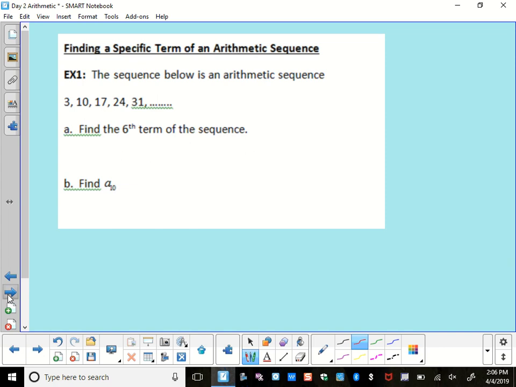All right, so if we need to find a specific term of an arithmetic sequence, example 1 says the sequence below is an arithmetic sequence. So that means my first term is 3, my second term is 10, third term is 17, fourth is 24, fifth is 31. What is my difference? How do I get from one number to the next? 7. We're adding 7. Do we all agree with that? Yeah. Okay? That's what I have to do first. This has to find the sixth term.